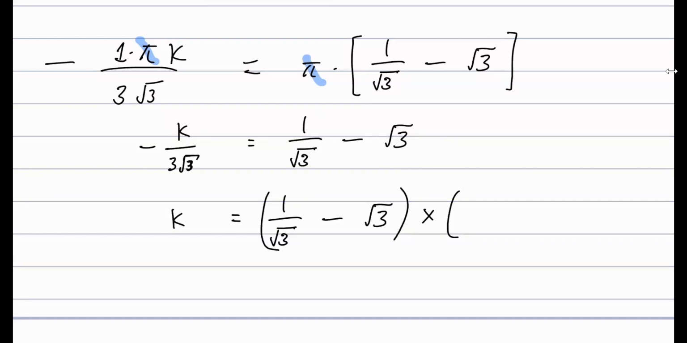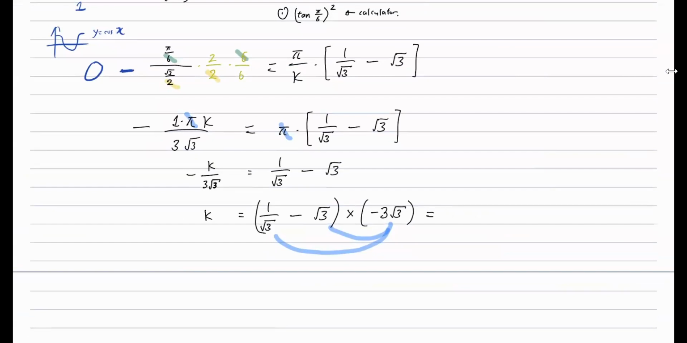Multiply by -3, I mean, square root 3, yes. Then you have to distribute, and let's see what happens. First term, 1 over root 3 times -3 root 3. Let's just write it down step by step.